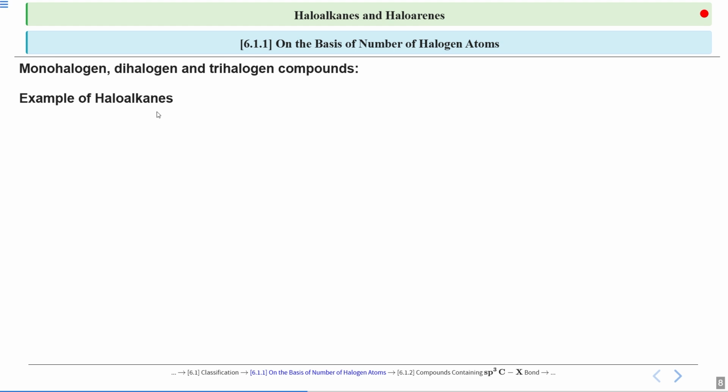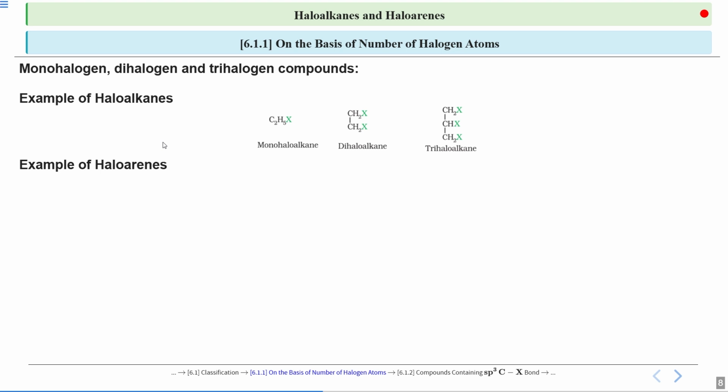Let's see some examples of haloalkane. This is a monohaloalkane, this is a dihaloalkane, and this is a trihaloalkane. These are examples of haloalkanes on the basis of the number of halogen atoms present in the structure. The first figure is for monohaloalkane. That means halogen and alkane are there, but only one halogen is present, so we are classifying it as monohaloalkane. In the second structure, alkane is present, halogen is present, but the halogens are 2 in number, so we are considering it as dihaloalkane. Similarly, the third structure has 3 halogen atoms present along with the alkyl group, so it is considered trihaloalkane. Tri represents 3 halogens.